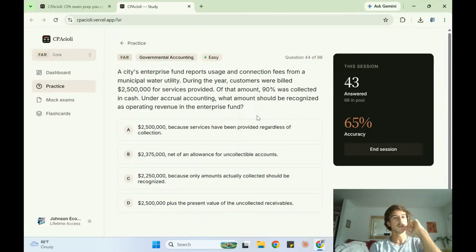During the year, customers were billed 2.5 million for services provided. Okay, under accrual accounting, of that, 9% was collected, but under the accrual method, revenue is recognized when services are performed or provided. So it should be the full amount. Cool.